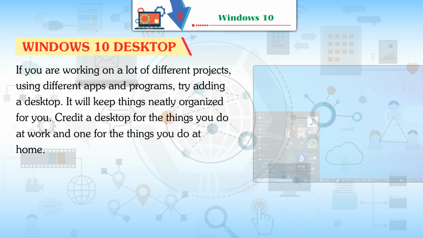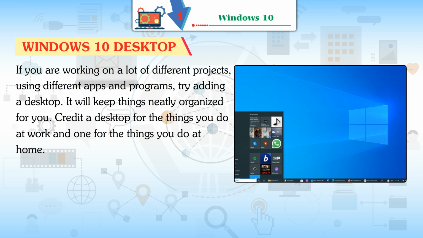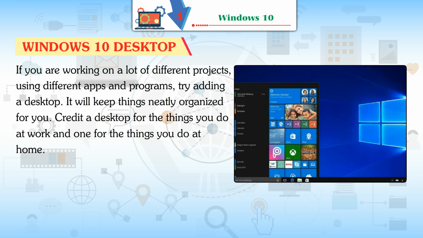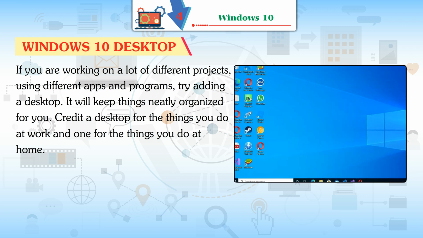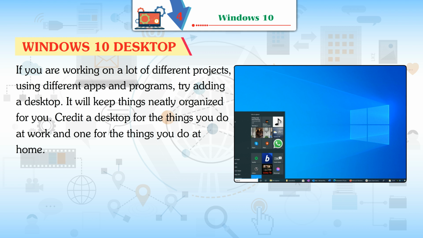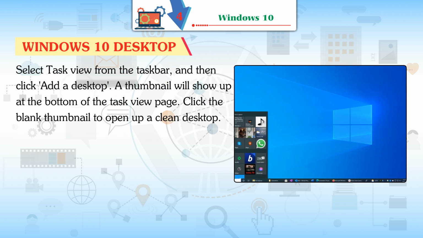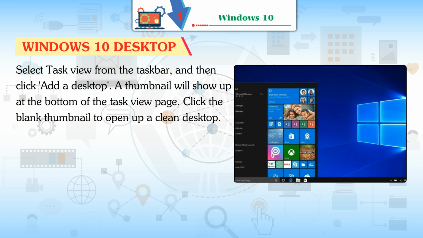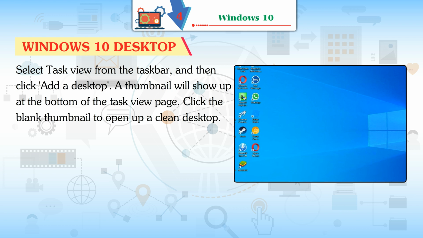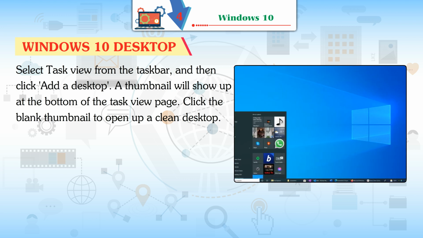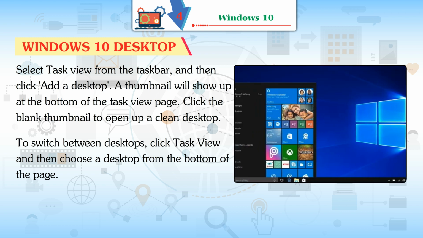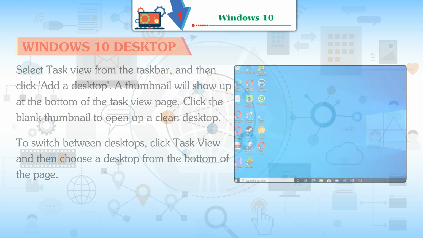Windows 10 Desktop. If you are working on a lot of different projects using different apps and programs, try adding a desktop. It will keep things neatly organized for you. Create a desktop for the things you do at work and one for the things you do at home. Select Task View from the taskbar and then click Add a Desktop. A thumbnail will show up at the bottom of the Task View page. Click the blank thumbnail to open up a clean desktop. To switch between desktops, click Task View and then choose a desktop from the bottom of the page.